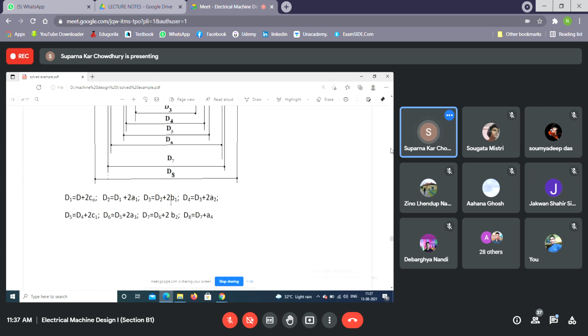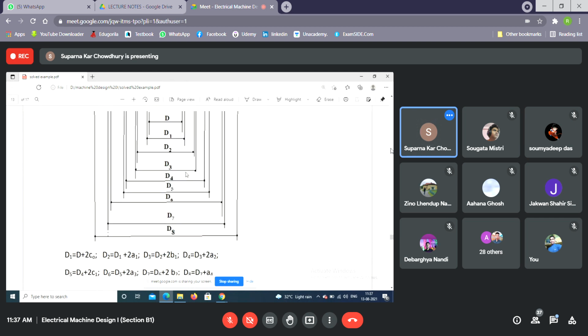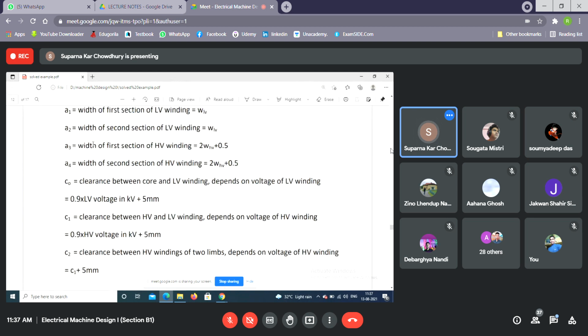Similarly, we will get all these diameters accordingly. Now, this is the width of the first section of LV, WLV. The width of the second section of LV is also WLV because both are single layers. A3 is the width of the first section of HV winding. It has 2 layers, so 2 into WHV plus 0.5, which is the insulation between the 2 layers. Similarly, A4 is also 2 into WHV plus 0.5.